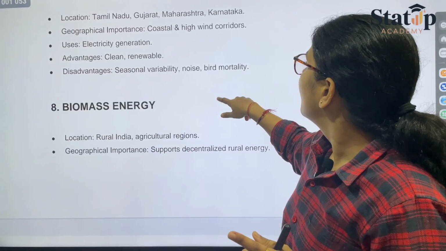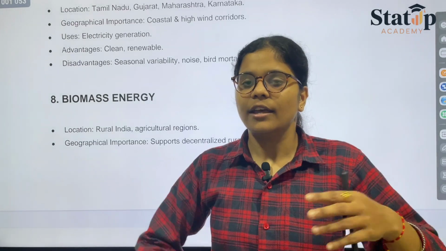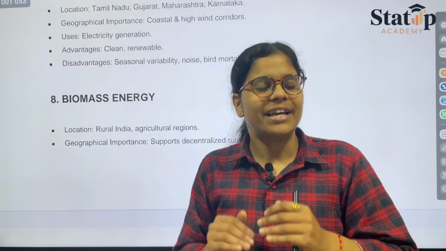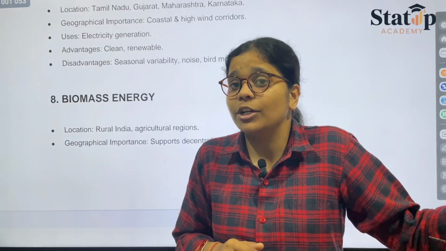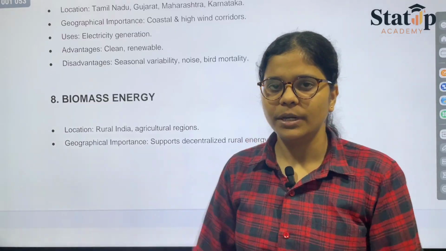Second thing is seasonal variability is there. If the season is hot, the hot winds will blow, which have less speed as compared to the cool winds that blow from the Mediterranean region. So that is also the variation that could be seen.